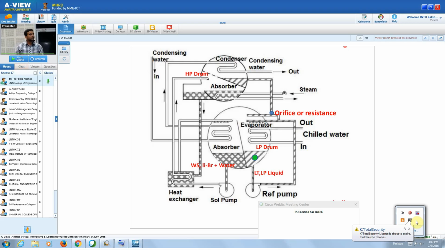And the working of the two shell lithium bromide system is presented here. It has two shells. The smaller one is the high pressure drum, and the bigger one is the low pressure drum. In the low pressure drum, the absorber and evaporator are placed, and this is the evaporator.